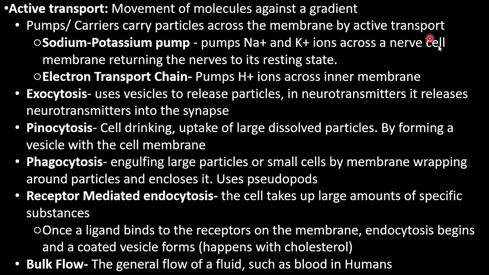The sodium-potassium pump pumps sodium and potassium ions across the membrane, resetting the nerves in a neuron membrane. The electron transport chain pumps proton ions across the inner membrane. Exocytosis uses vesicles to release particles. In neurotransmission, it releases neurotransmitters into the synapse.